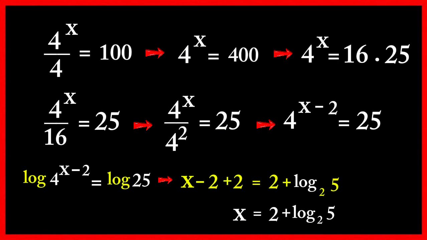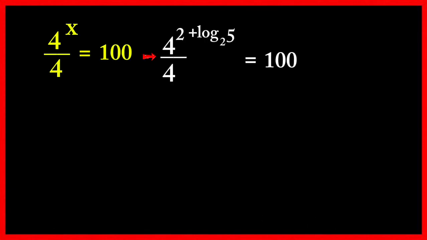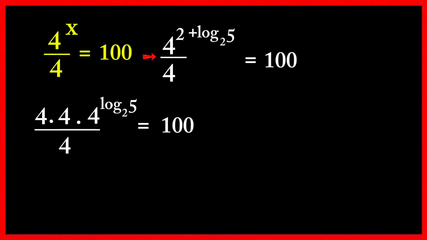Let us verify our answer. Our original equation is 4 raised to the power of x divided by 4 equal to 100. We found that x is equal to 2 plus the logarithm of 5 to base 2. Substituting this value into the equation, we get 4 raised to the power of 2 plus the logarithm of 5 to base 2, all divided by 4. Using the laws of indices, we can separate the powers. This gives us 4 multiplied by 4 raised to the power of the logarithm of 5 to base 2, all divided by 4. The 4 in the numerator and the 4 in the denominator cancel out. We are left with 4 multiplied by 4 raised to the power of the logarithm of 5 to base 2.